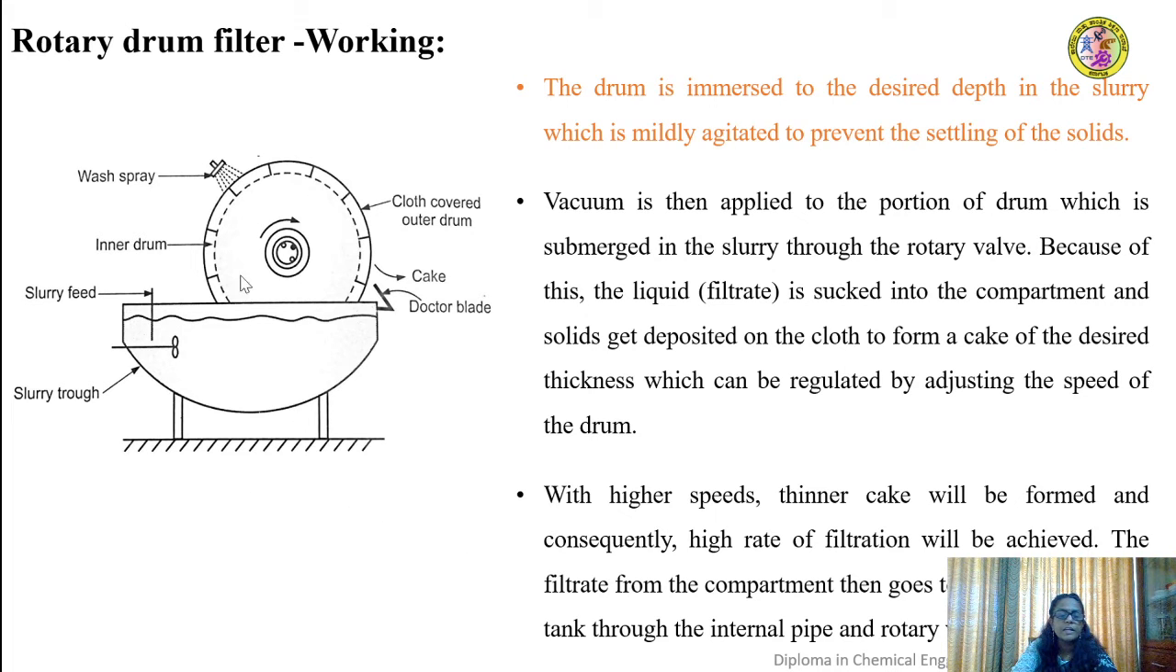The thickness of the cake can be regulated by adjusting the speed of the drum. So with higher speeds, thinner cake will be formed. So you can have a high rate of filtration. If you reduce the speed of the drum, then a thick cake will be formed that will reduce the rate of filtration. So for a particular rate of filtration, you can adjust the speed and carry out the operation with that speed to get the desired thickness of the cake.